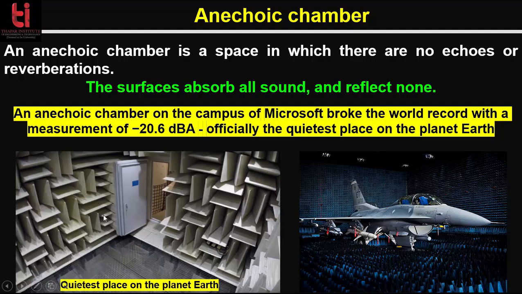And this is an anechoic chamber on the campus of Microsoft, the quietest place on planet Earth. Microsoft actually broke the world record in 2015 with a measurement of minus 20.6 decibels. Humans can typically hear sounds above 0 decibels. As a result, a human would think the surroundings of an anechoic chamber to be void of sound.